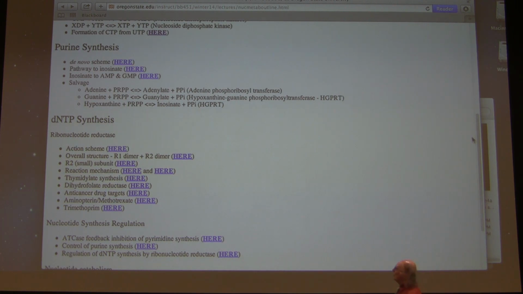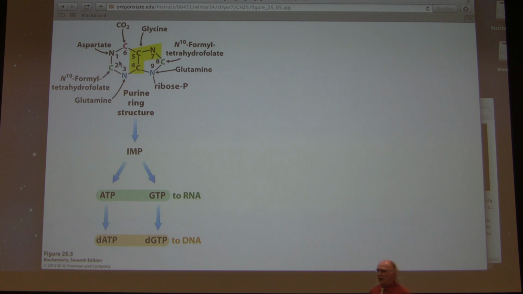All right. We turn our attention now to purine biosynthesis. And purine biosynthesis starts in a very different kind of way. Again, we're going to start with de novo synthesis, meaning starting from scratch and synthesizing these purines anew. If we look at the general structure of a purine ring, what we see is the source of all of the different atoms that appear in the ring.